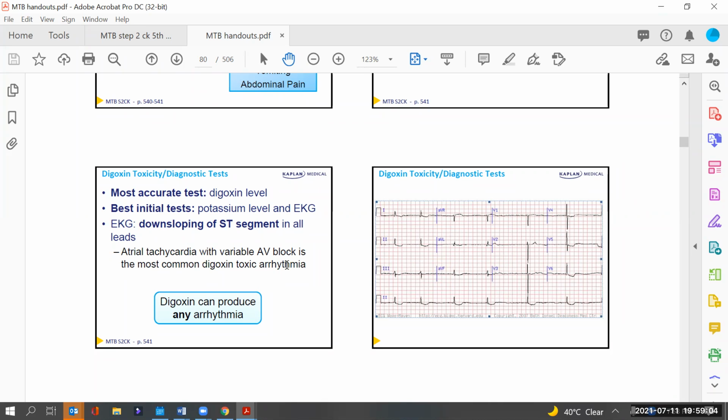So atrial tachycardia with AV block, always remember, if you've seen an ECG, always inquire about digoxin, and you will see digoxin toxicity in that patient. Maybe it's in the initial phases, but later on, there will be evidence that yes, the patient is having digoxin toxicity.